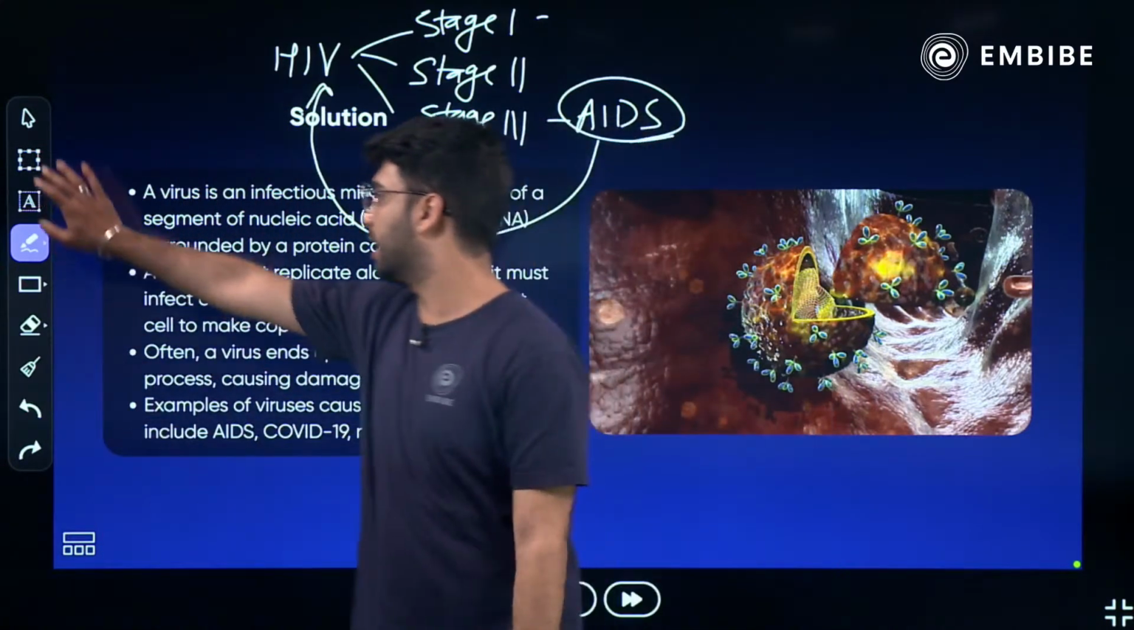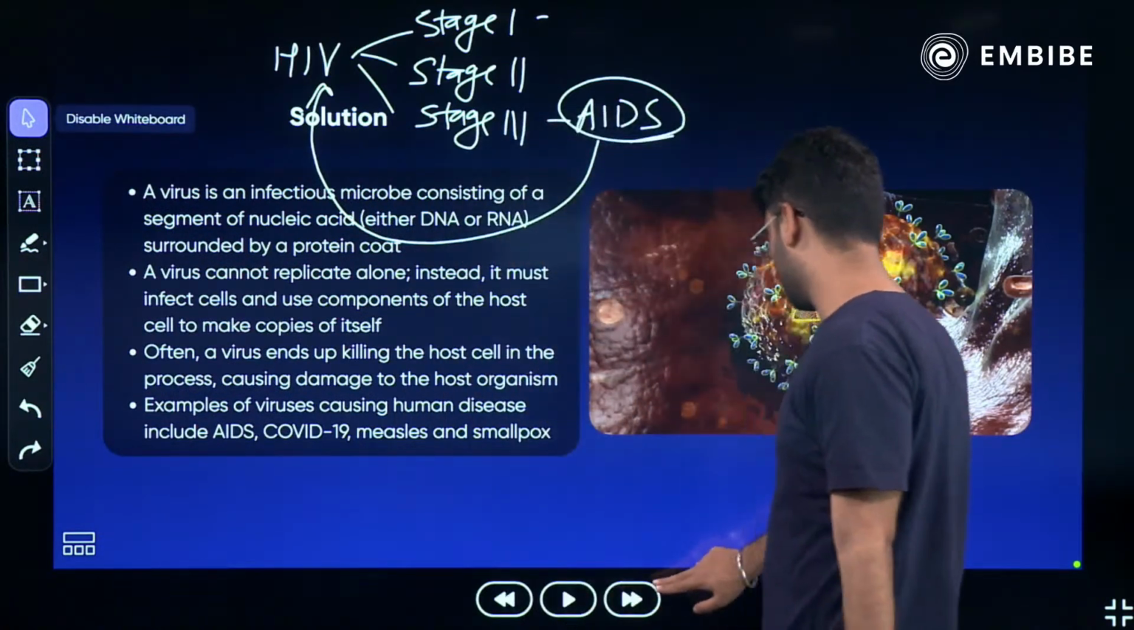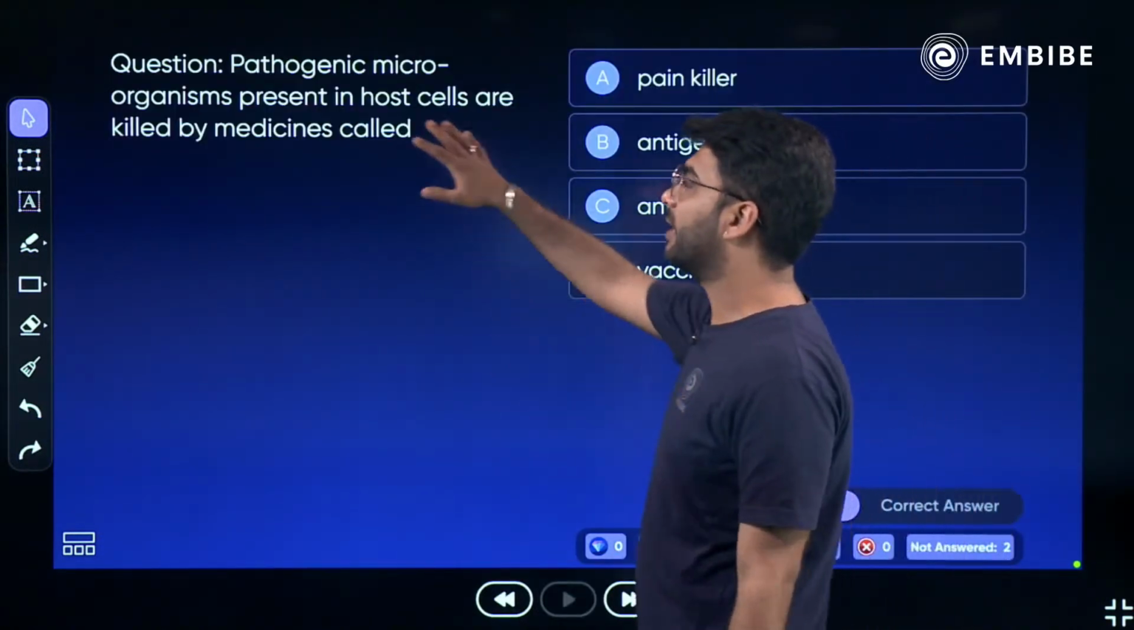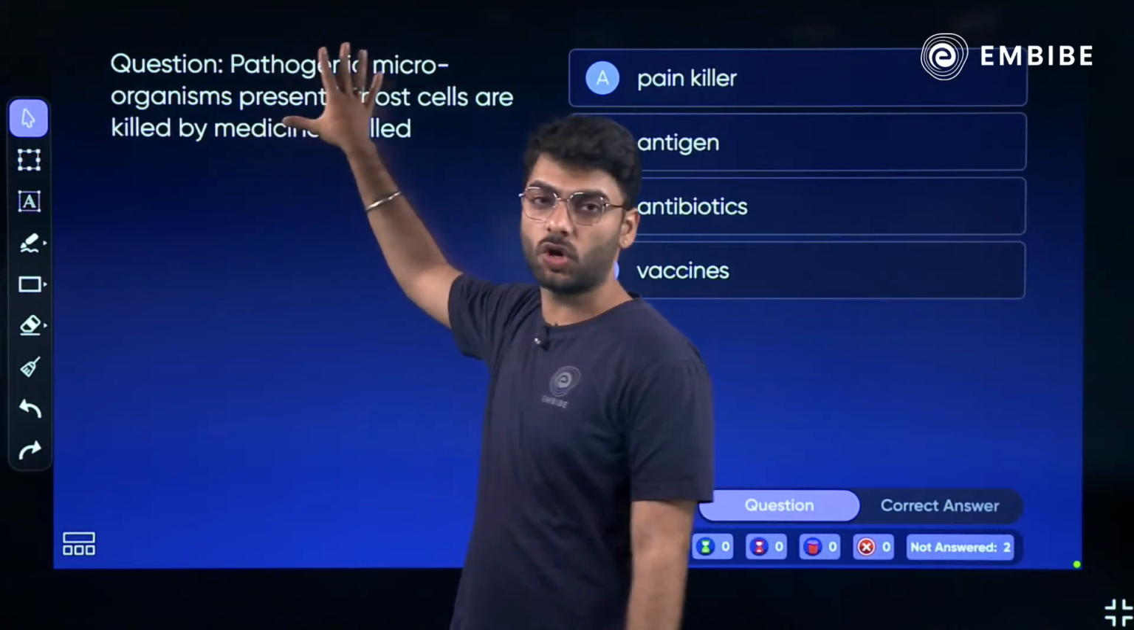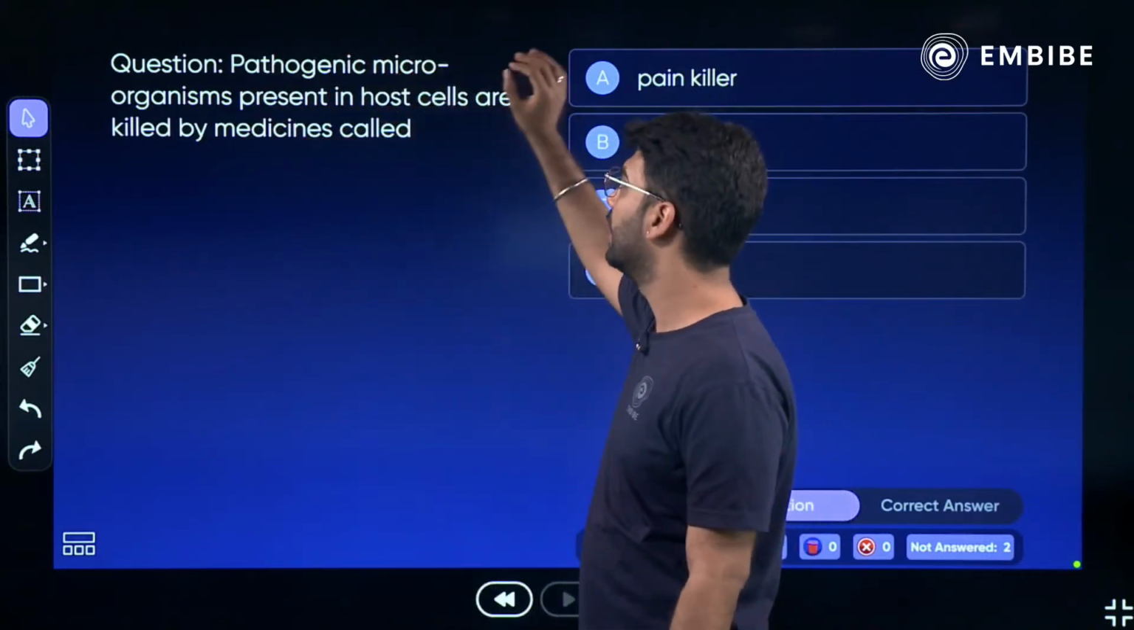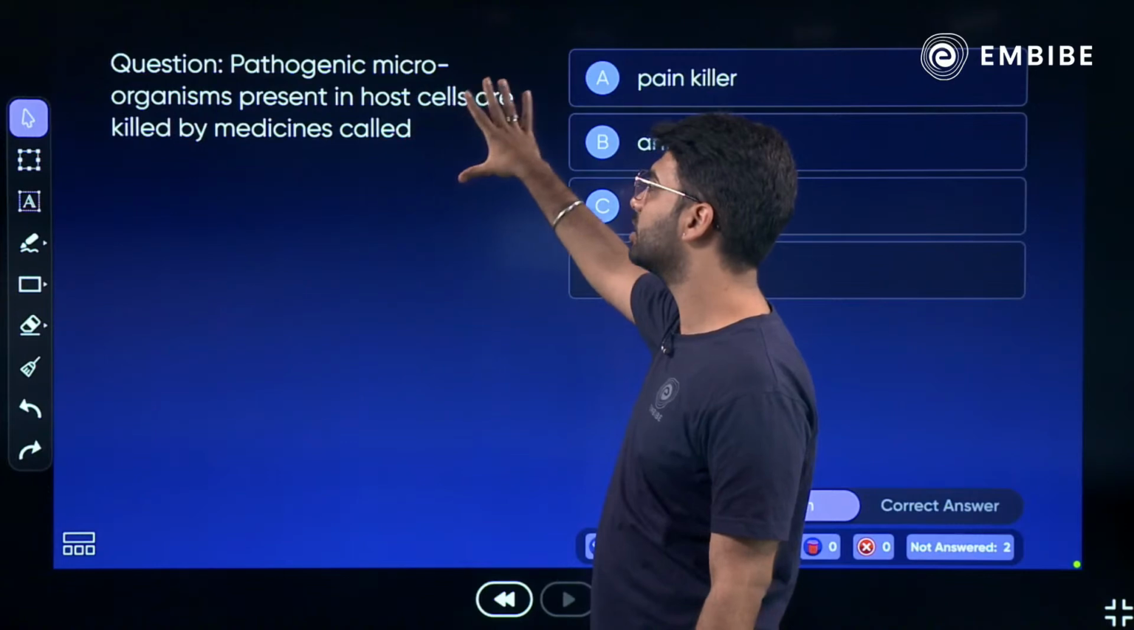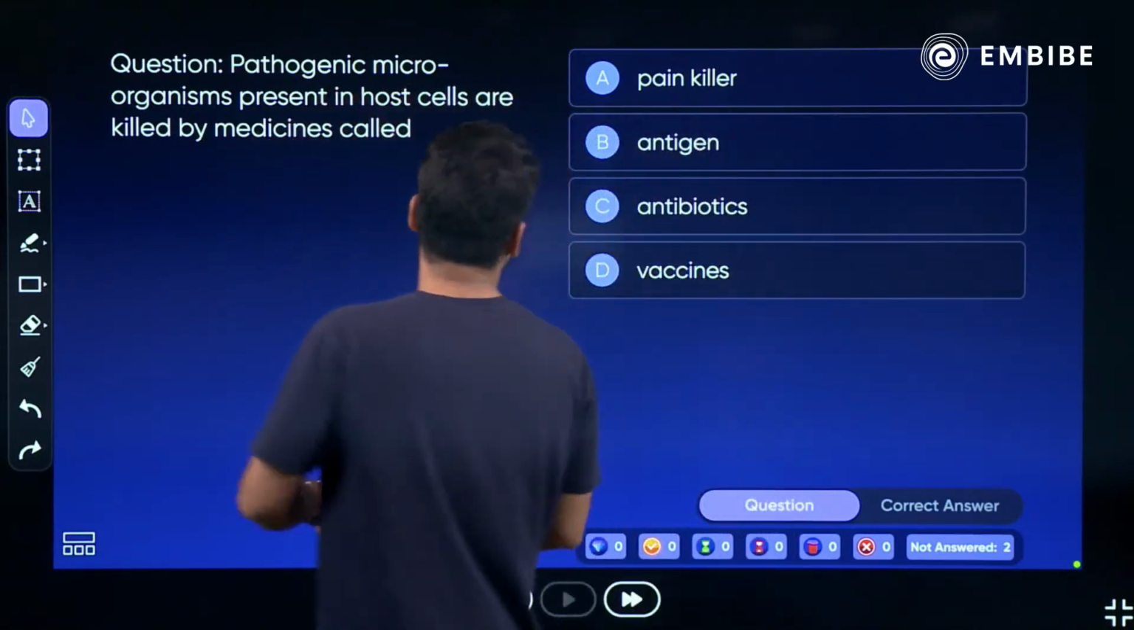चलिए, बढ़िया, वेरी नाइस. आई लाइक व्हेन यू आस्क डाउट्स. आगे बढ़ते हैं. पैथोजेनिक यानी कि डिजीज कॉजिंग. पैथोजन यानी कि डिजीज कॉजिंग. Pathogenic microorganisms present in the host cell are killed by medicines called dash.